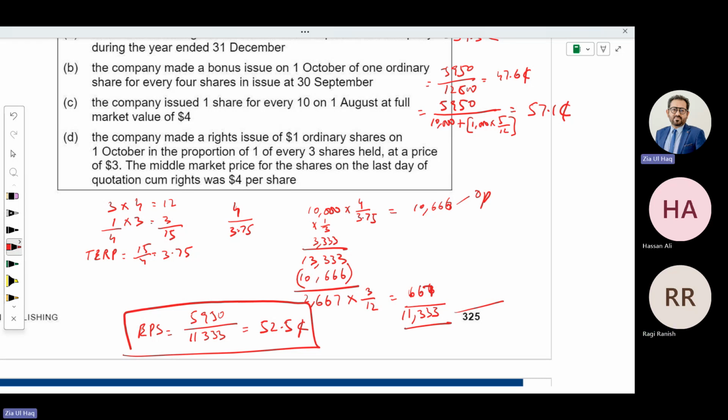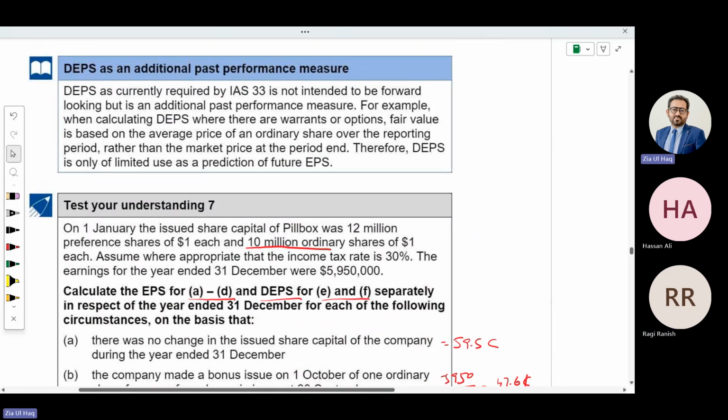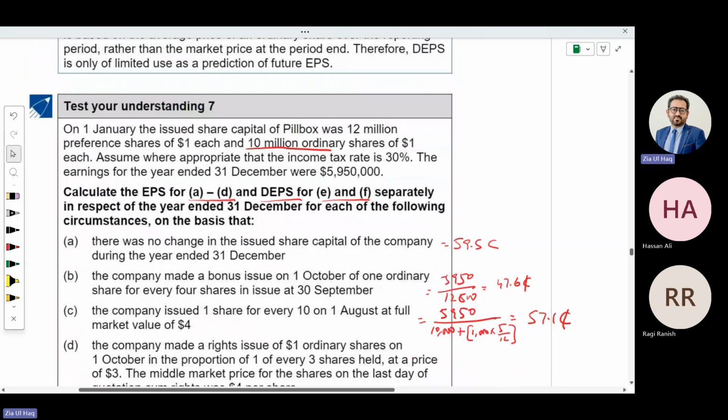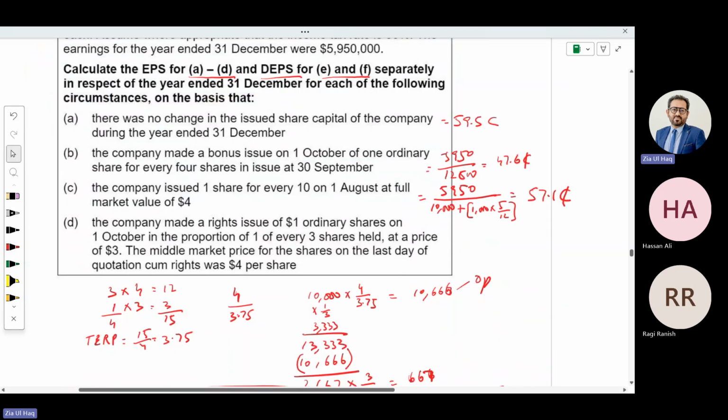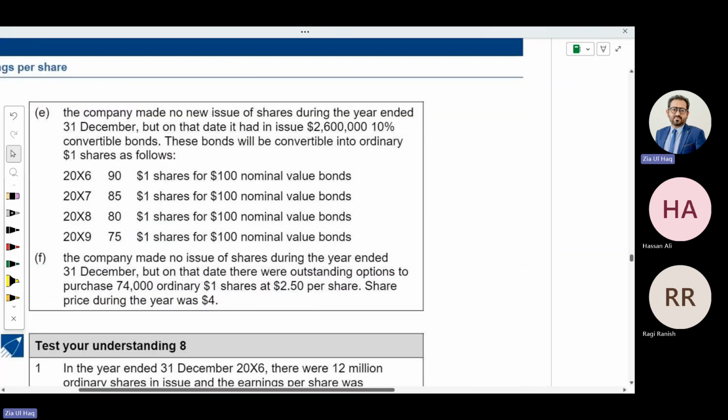Move forward. So 10 million shares we are having, 5950 earnings, and 30% is the tax rate. Now we are moving towards part E. The company made no new shares during the year ended 31st December, but on that date it had in issue 2.6 million 10% convertible bonds. These bonds will be convertible into ordinary shares of 90 against 100.